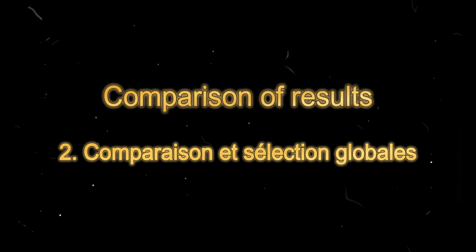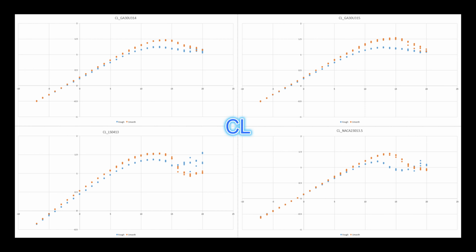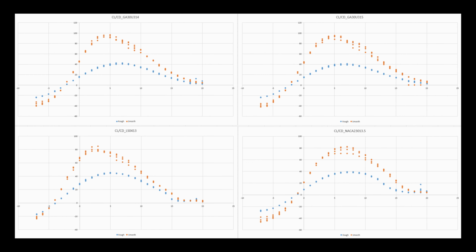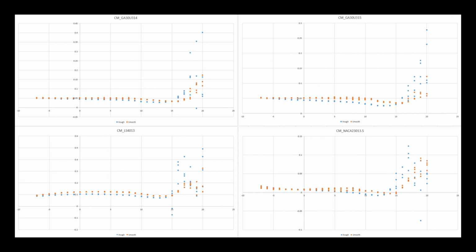Finally, all 4 airfoils are compared together. In terms of stall characteristics, the GA series shows smoother curves beyond the critical angle of attack, and both CL max and the corresponding angle of attack are the most favorable. In terms of aerodynamic efficiency, LS0413 performs best, although its advantage is not very significant. Compared with 314, 315 performs slightly better due to its reduced thickness. Regarding longitudinal stability, NACA 23013.5 shows the greatest improvement, but the difference remains relatively small.